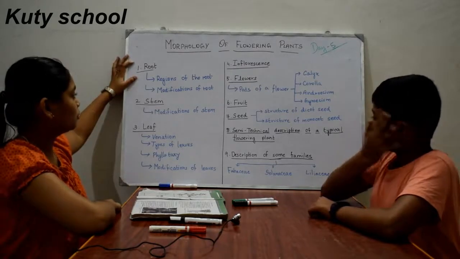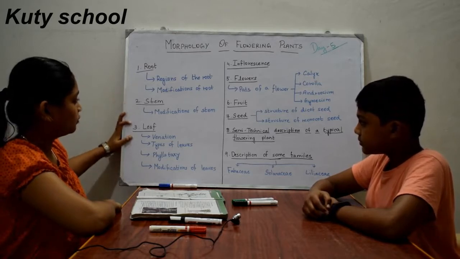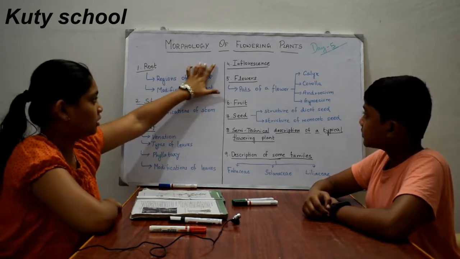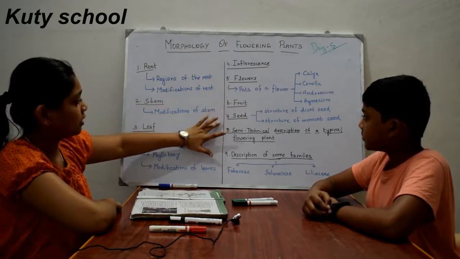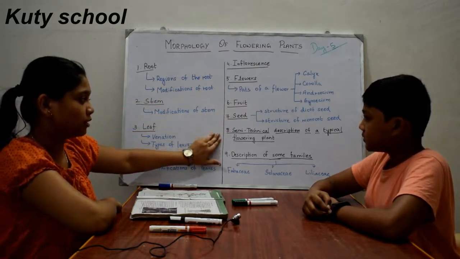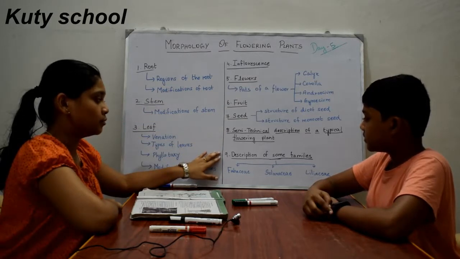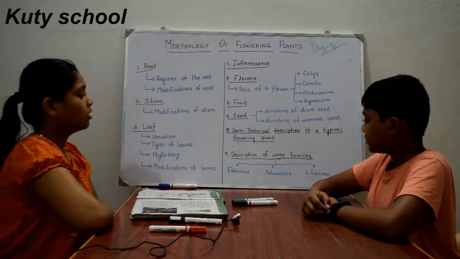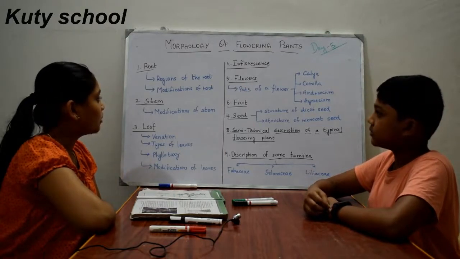Yes. So Rohit is for root and Sita is for stem, left is for leaf, Infosys is inflorescence, and flowers, fruit, seeds. S is semi-technical description of a typical flowering plant, and D is description of some families. So here we are going to discuss these 9 topics in this chapter.